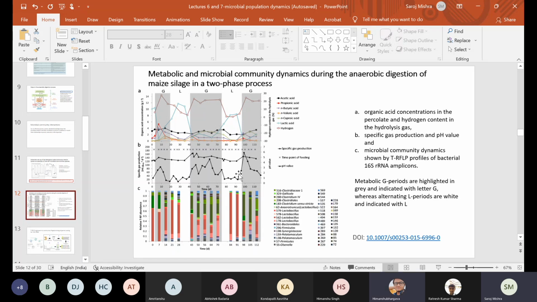Ma'am, G and L are the gas and the liquid phases, no? No, not the liquid phase. L refers to lactic acid production. Because you see this blue line, if you just go here and try to understand, that blue here is for lactic acid. So L here doesn't mean the liquid phase. L means lactic acid production. So during this part, which is between the 20th and 35th day, there is an increase in the lactic acid production. And that is why this phase is labeled as the L phase.